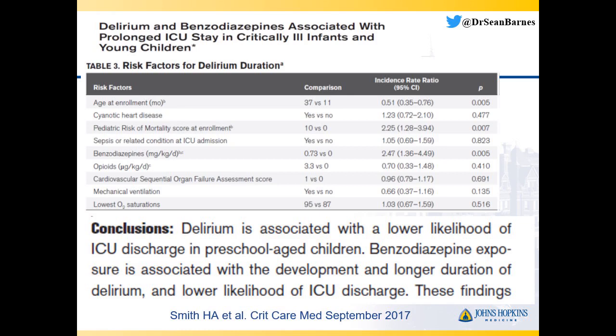These are results from the Vanderbilt group. Heidi Smith was validating a screening tool, which we'll touch on in a second here, in preschool age children, so 6 months to 5 years. And what they found was it was almost dose dependent with the benzodiazepine exposure and the acquiring of delirium and the prolonging of the ICU stay. You couldn't make a stronger correlation between that drug and the outcomes mentioned.